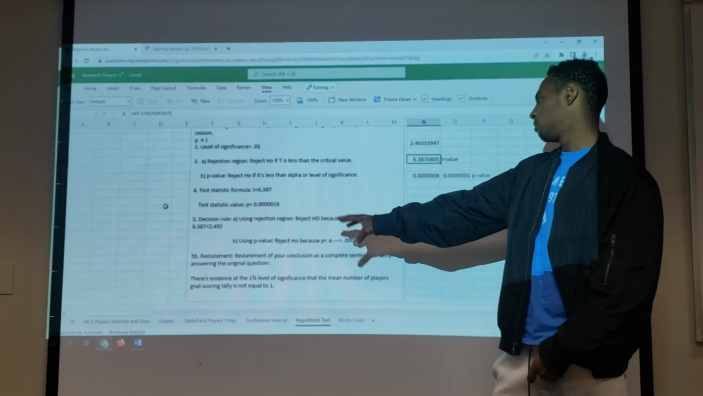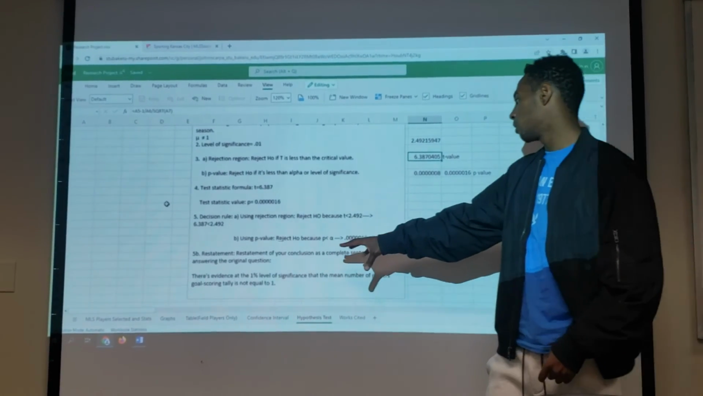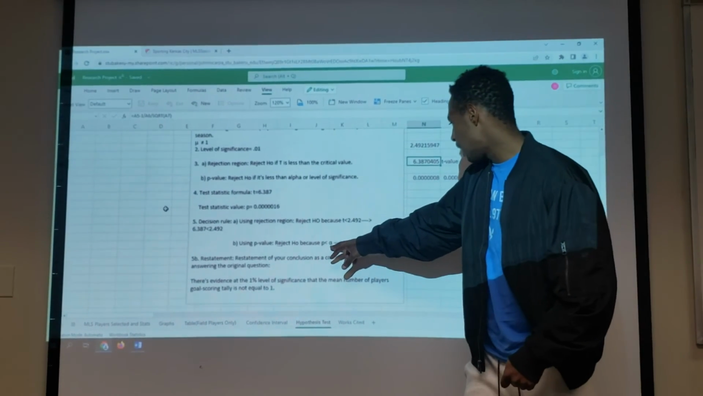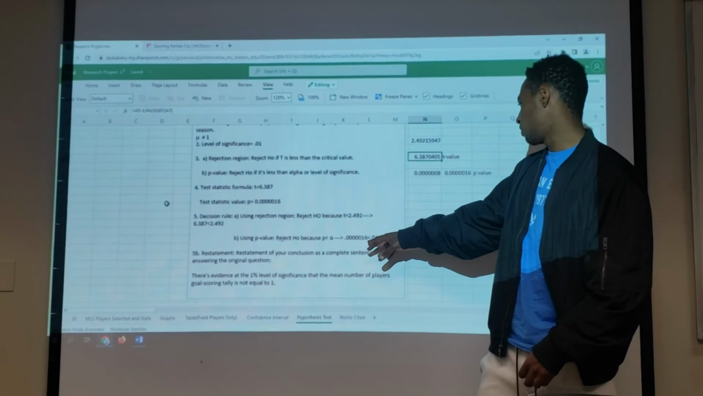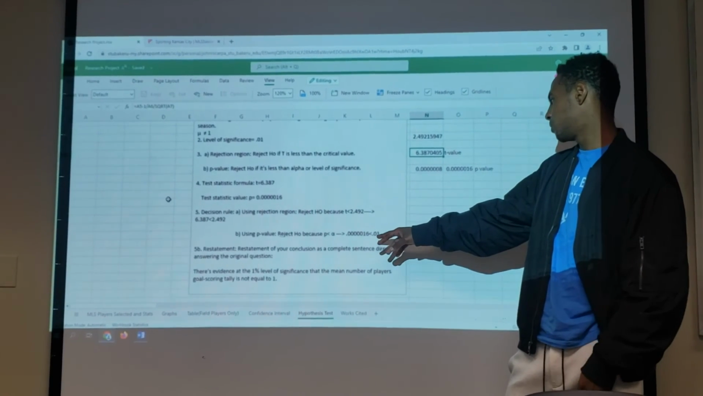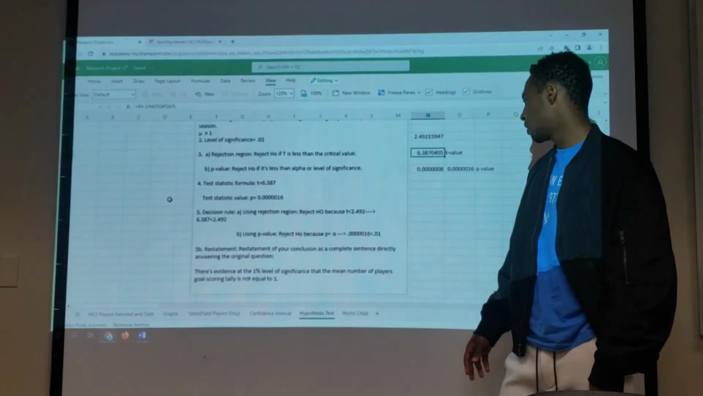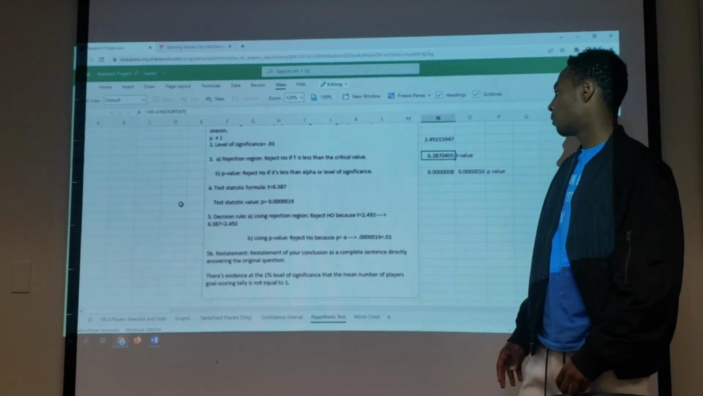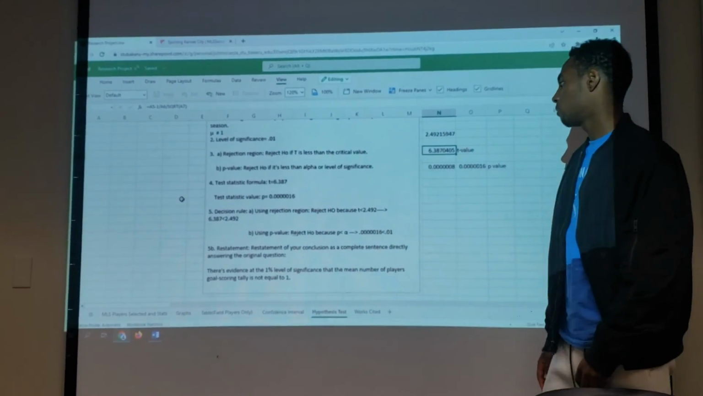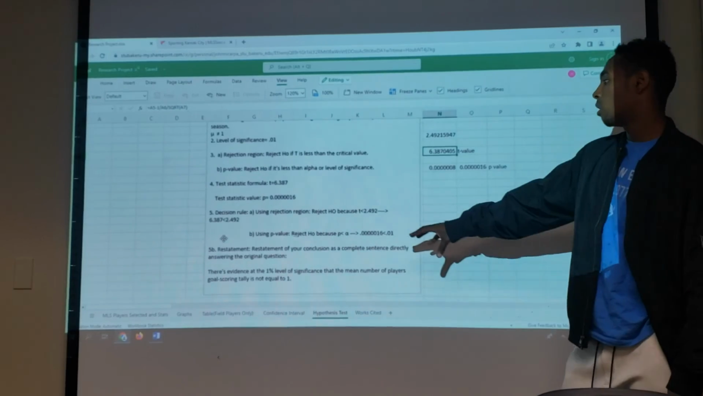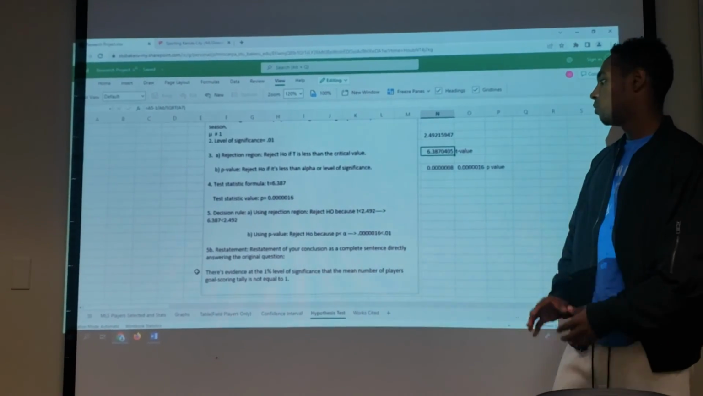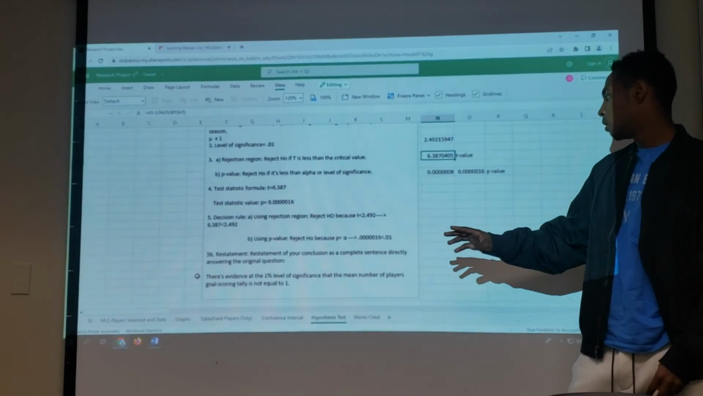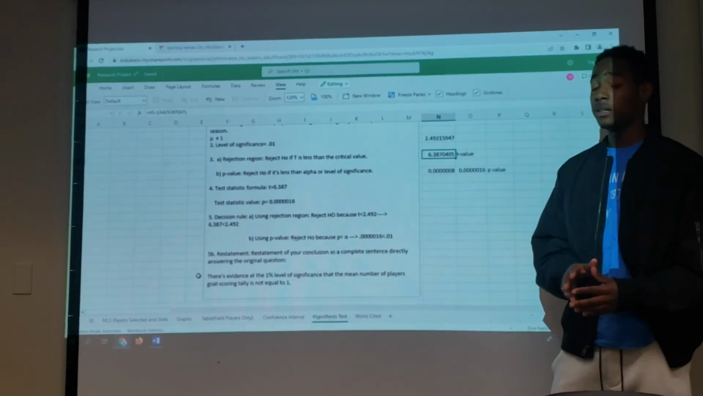Next, using the p-value, we reject the null because the p-value, 0.000016, is less than the alpha value of 0.1 that we got from our level of significance. And then we just got our restatement, which is basically that there's evidence at the 1% level of significance that the mean number of players' goal scoring tally is not equal to 1.